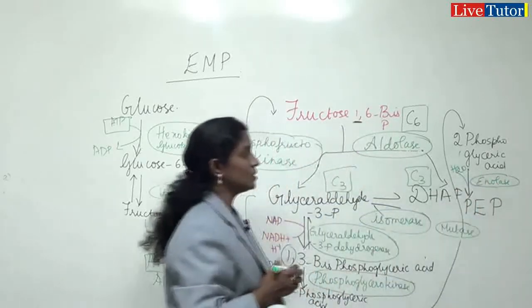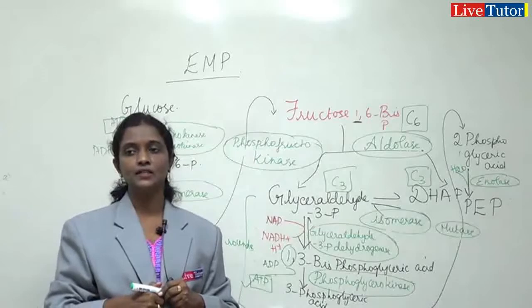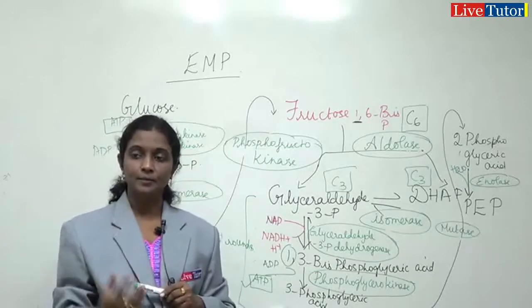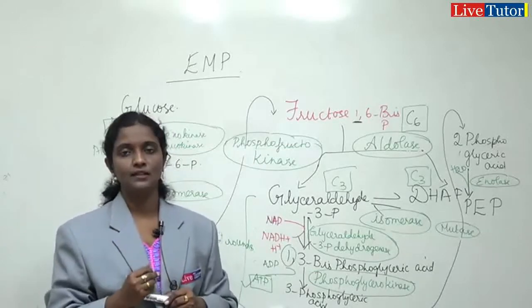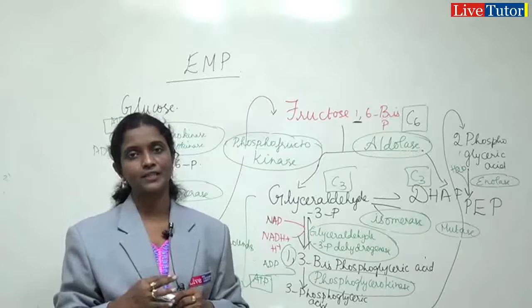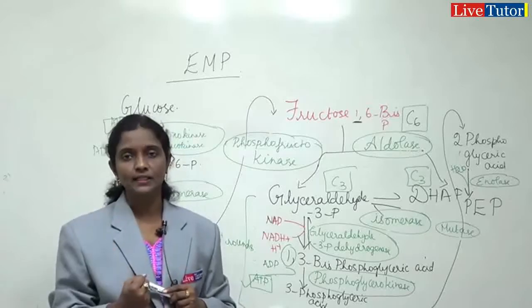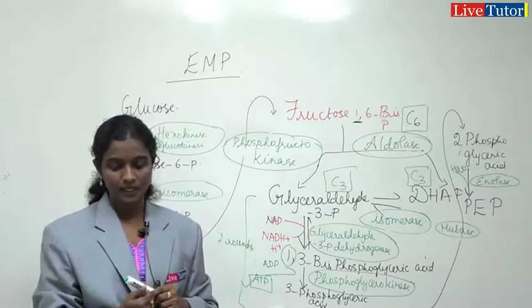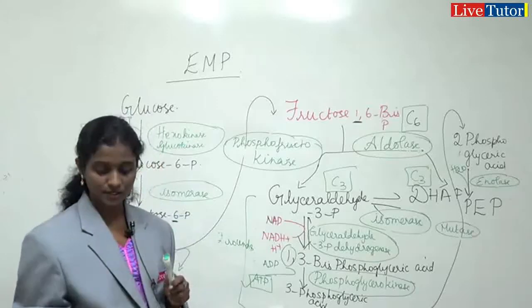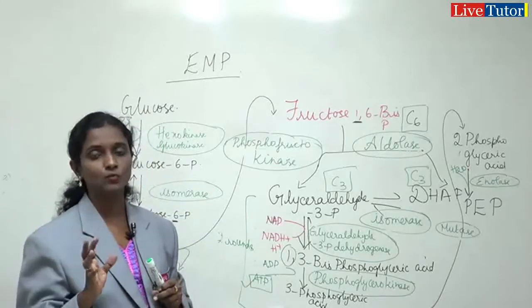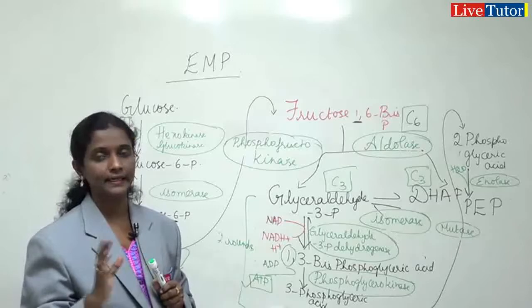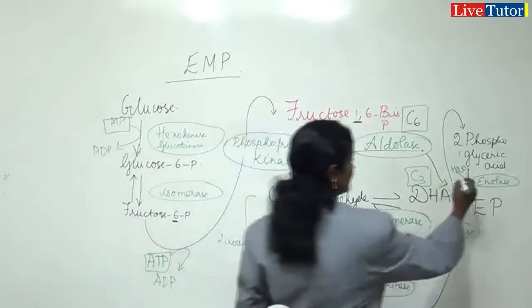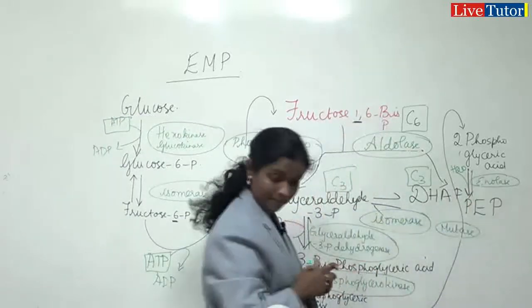Water is involved. So finally we get a product with a very high energy bond, that is phosphoenol pyruvate. The enol bond is high energy. So this high energy is going to be donated to ADP to become ATP. So in the last reaction, wherever ADP is involved, it has to be catalyzed by a kinase. So this reaction is going to be an irreversible step.